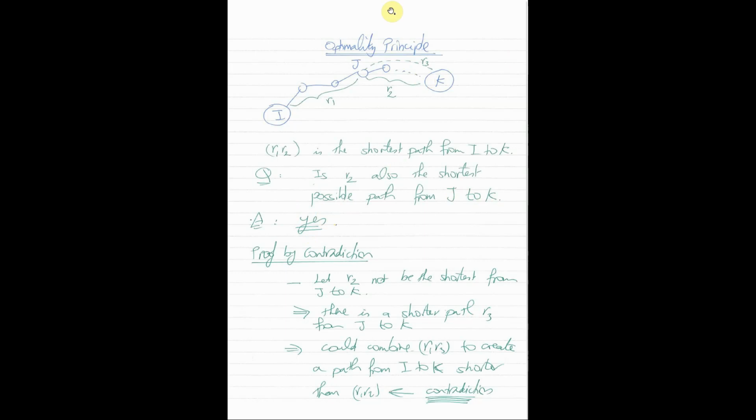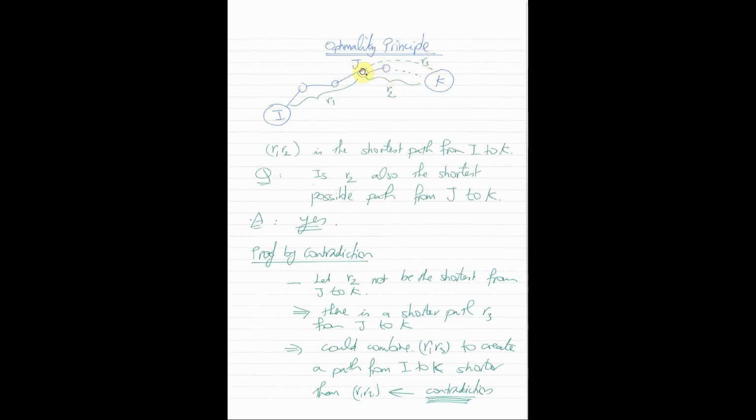So the fact, the optimality principle that we would like to prove, is that R2 is the best possible path, the shortest path from J to K as well, and this is what we would like to prove by contradiction. How can we prove it by contradiction? We start by assuming that R2 is not the shortest path from J to K. This is R2, which is part of the bigger path from I to K. If R2 is not the shortest from J to K, what does this imply? It implies that there is a path from J to K shorter than R2. Let's call this path R3.